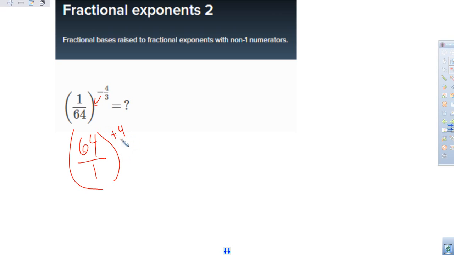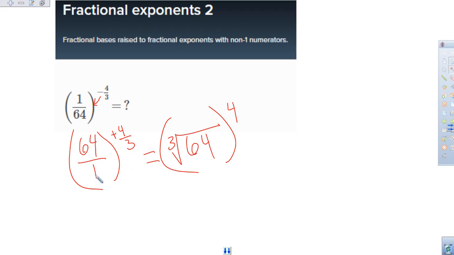Oh, I'm sorry. Now it's the positive 4/3 power, right? Because once I inverted it, I can make this positive. So what does this mean to do? Well, another way to write this, remember if it's in the denominator, it means take the cube root of 64 and then raise that to the 4th power, right?